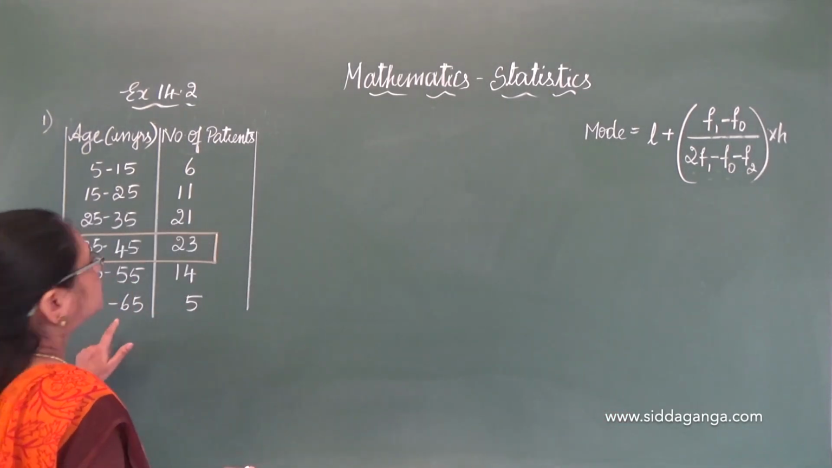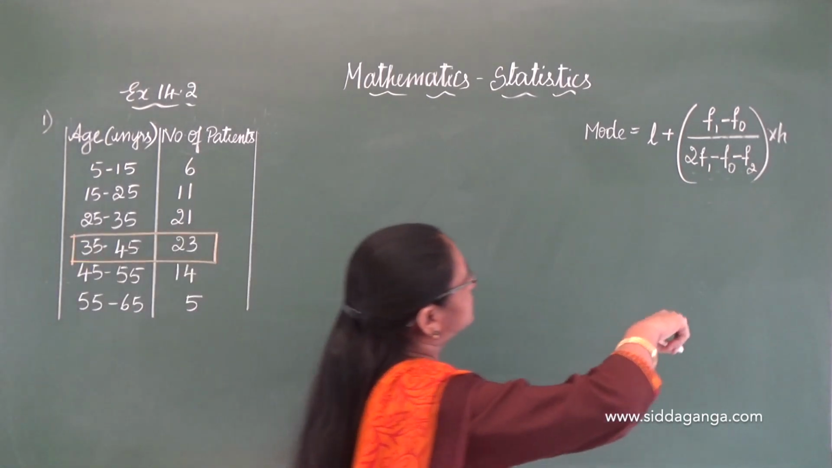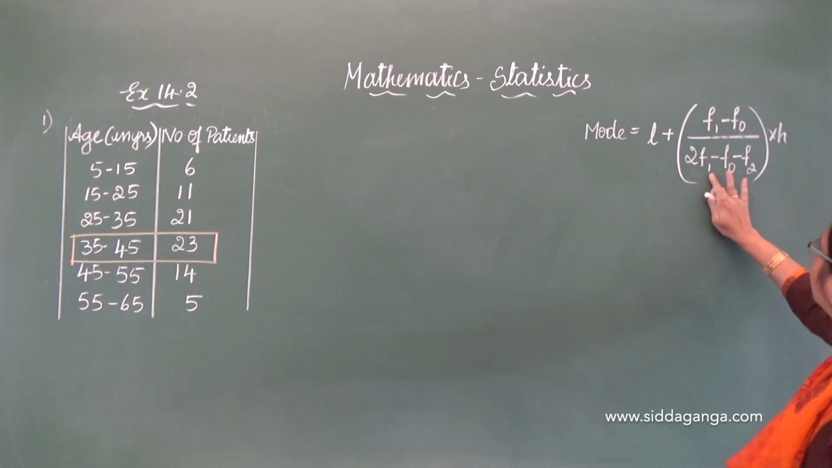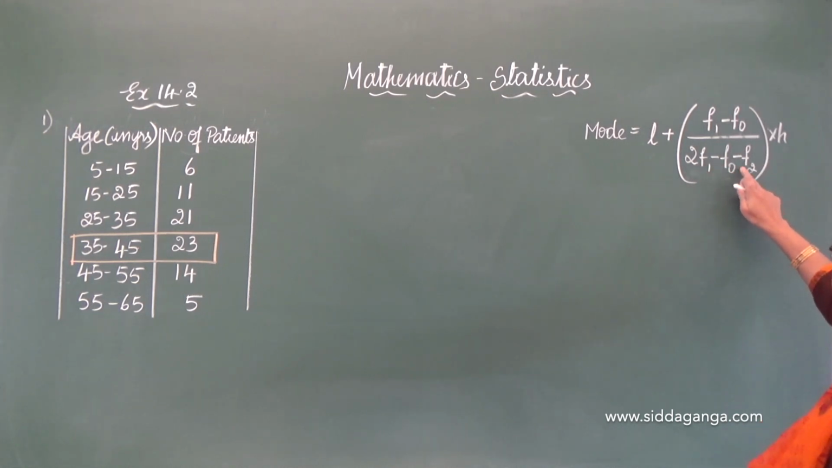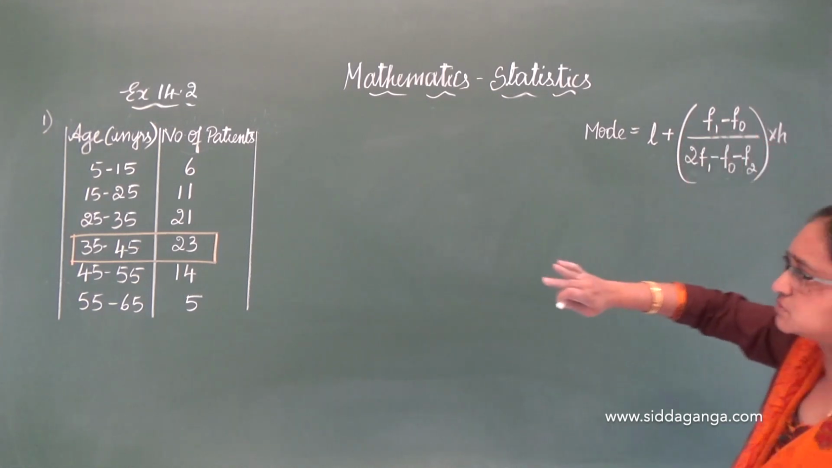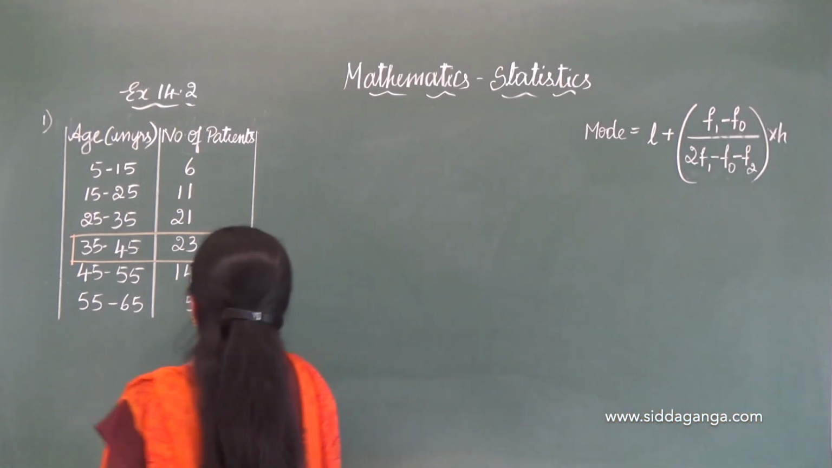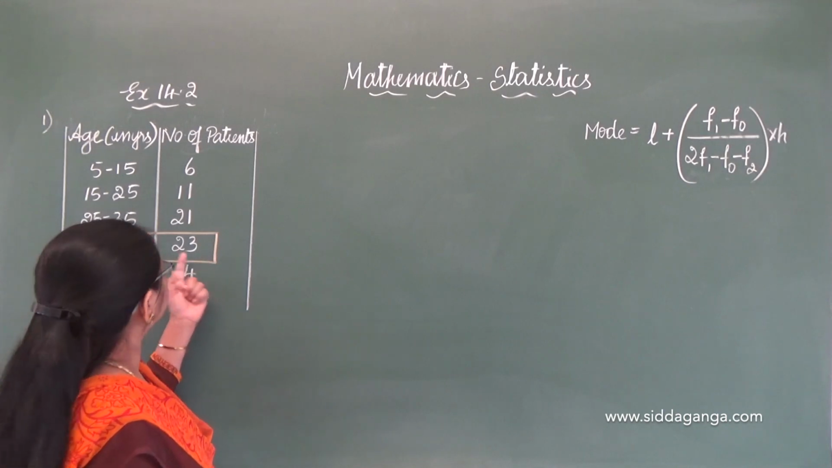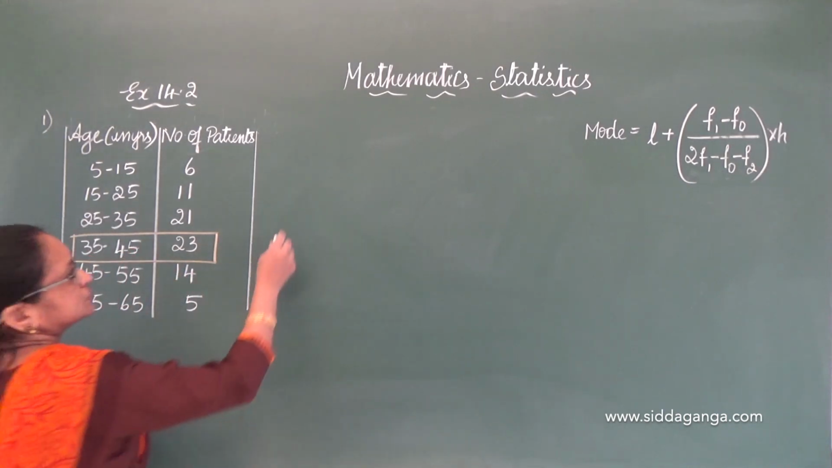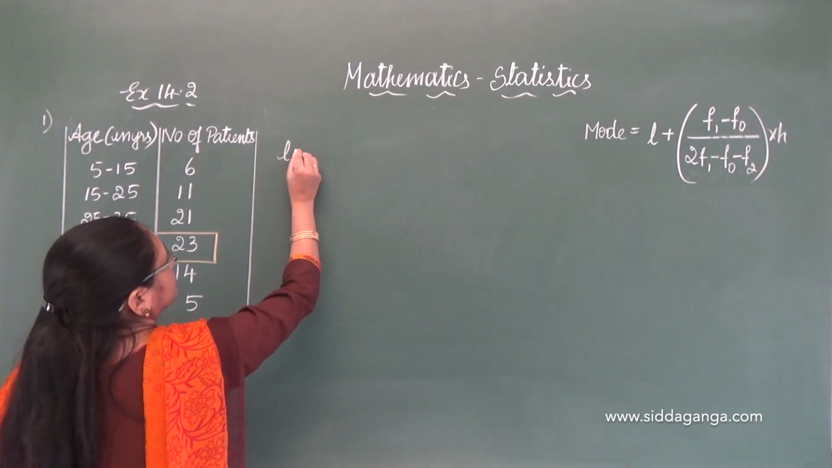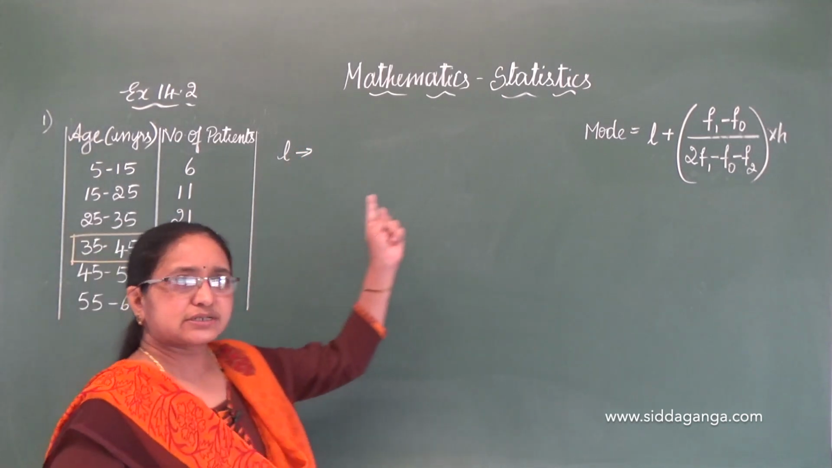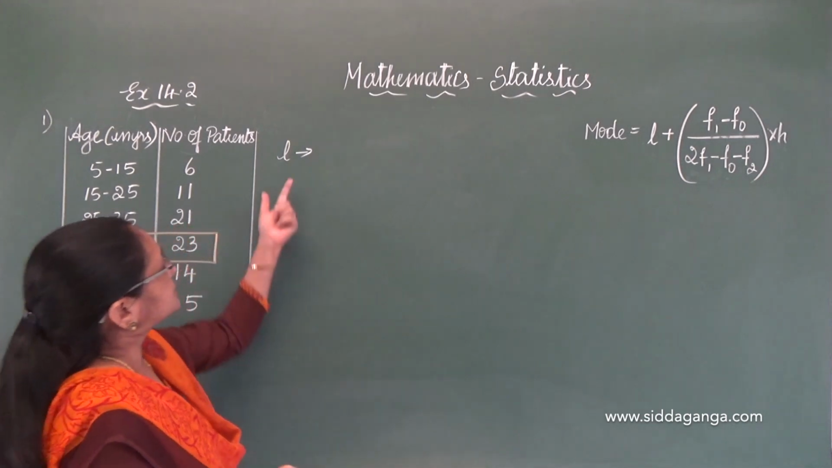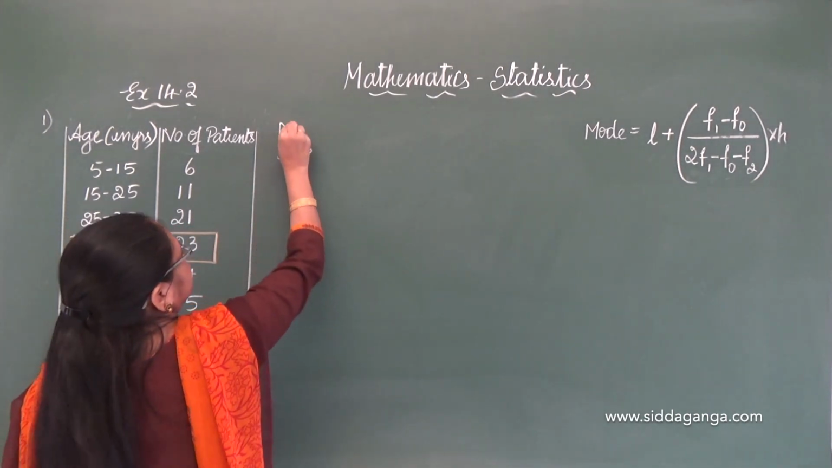Now, we have the formula: L plus (F1 minus F0) divided by (2F1 minus F0 minus F2), times H. Let us go on finding the values of all that. According to this, the modal class is this. So, what is L? The lower limit. I am not writing the explanation, and just orally I will tell you what L is. First let us write the modal class.